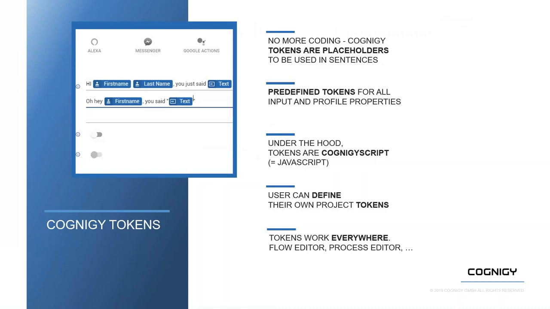There are predefined tokens that come with the system, like, for example, all the profile values like first name, last name, and so on, but also the input variables like text, what is the intent that was found, and so on.